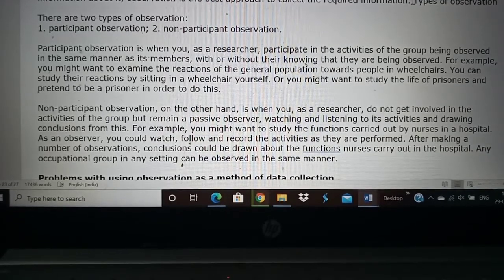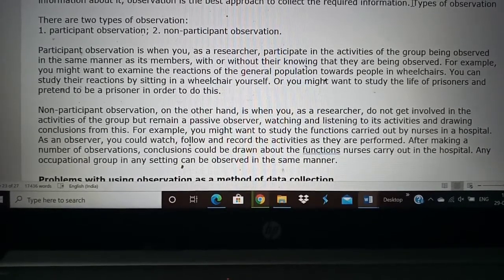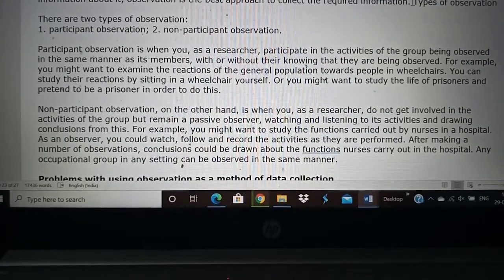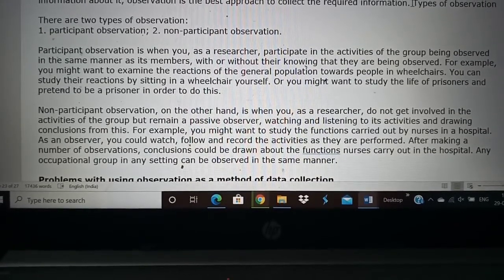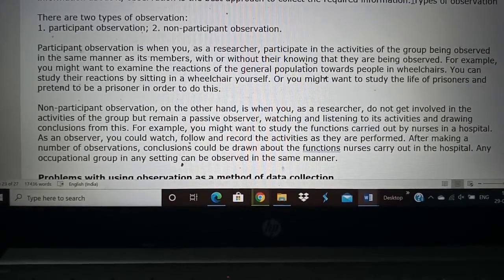This can be easily explained also, like if you are working in a hospital, or if you are observing the activities or behavior of a patient, you can sit in one corner of the ward, okay, and then observe the behavior of patients.